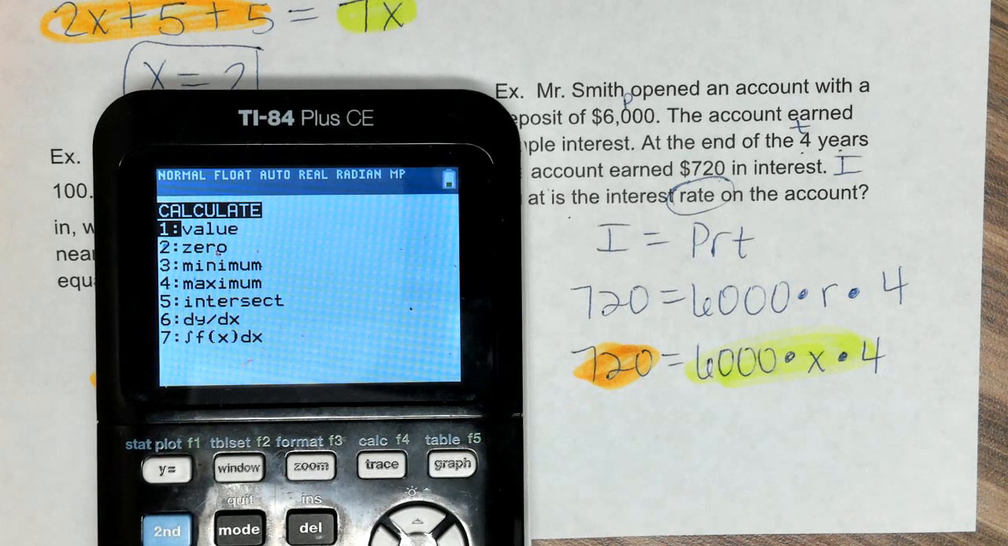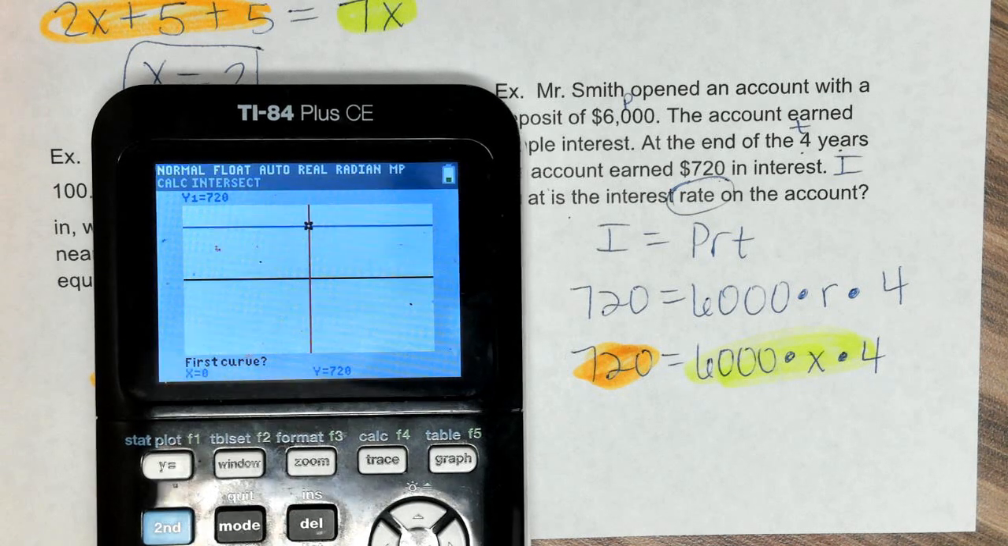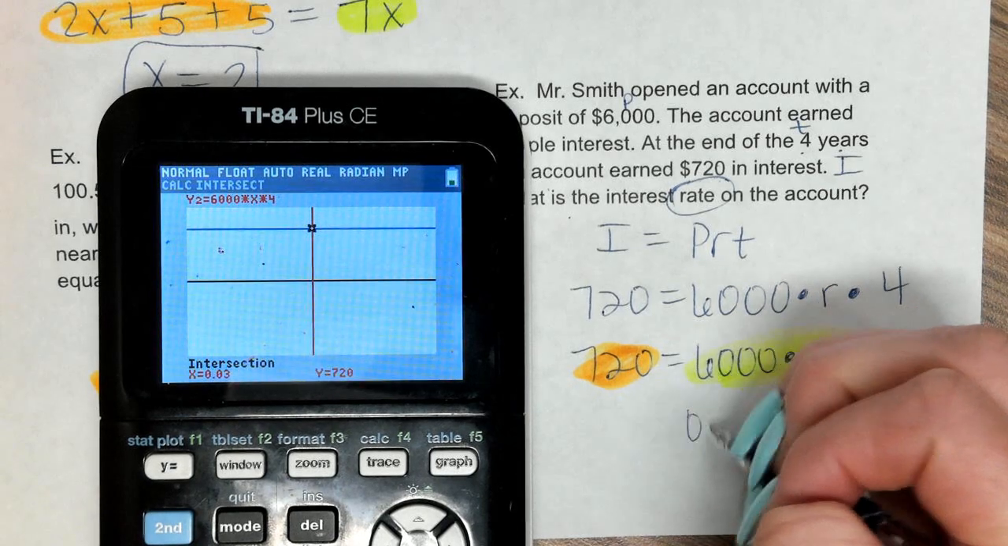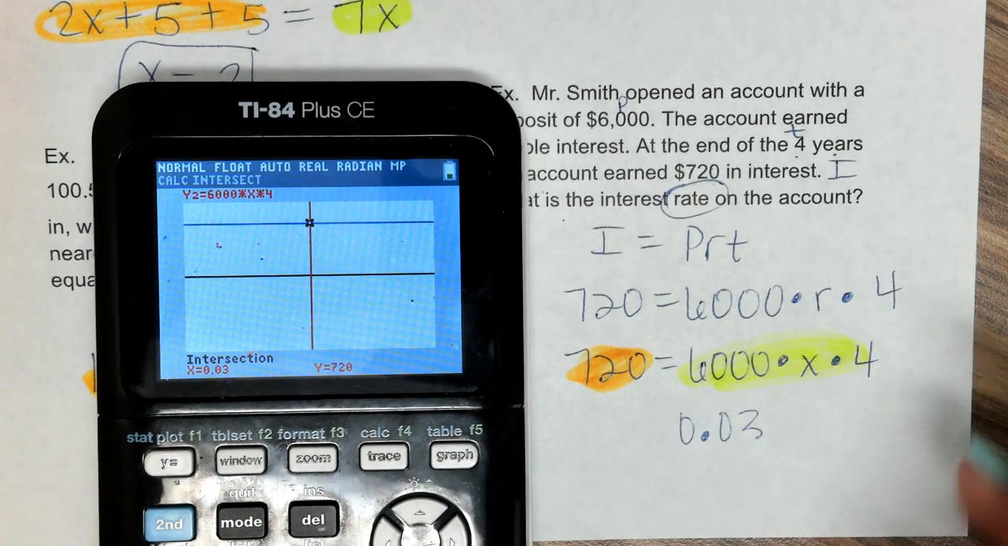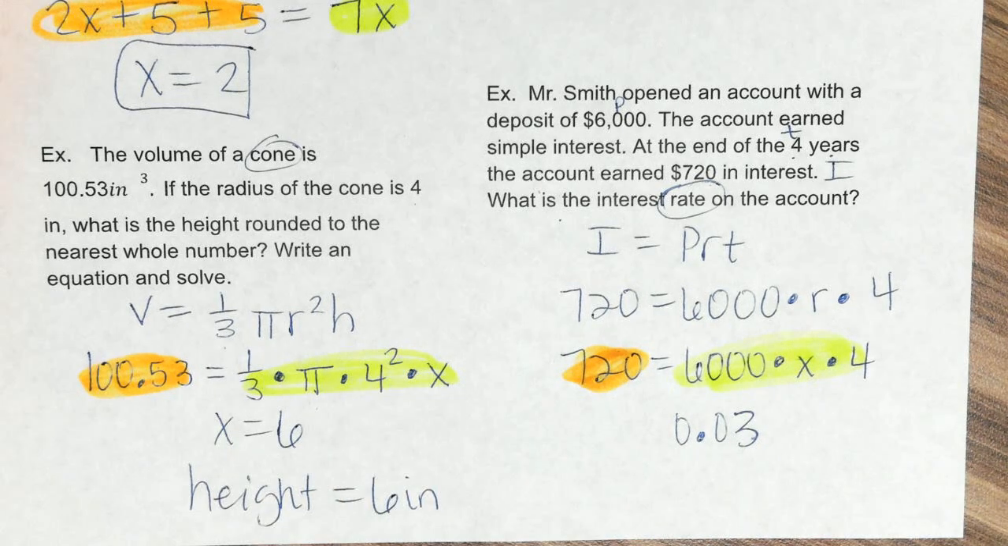Second trace, option 5. Enter, enter, enter. What is my answer? 0.03. Is that a rate? Is that how they give rates, in decimal form, or do they give it in percent form? Think about what we just learned. What is the rate always given in?